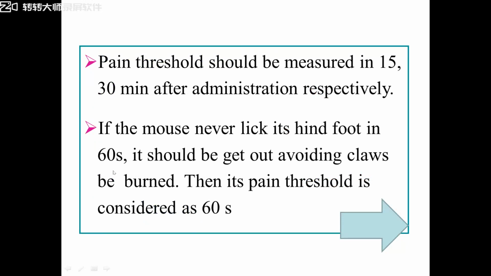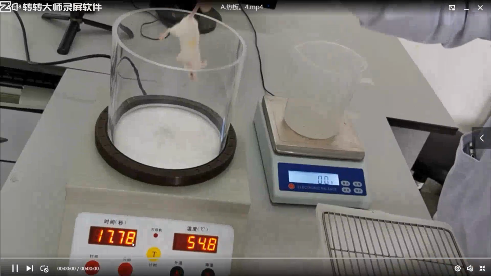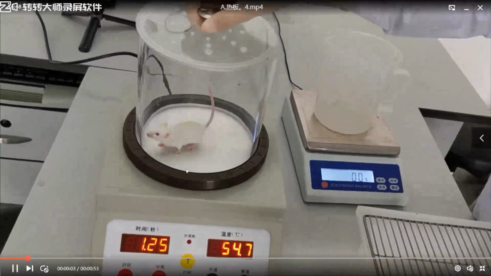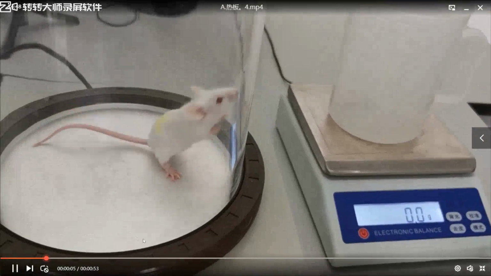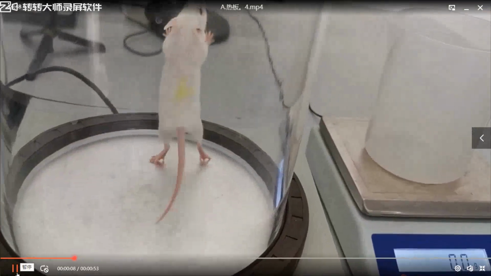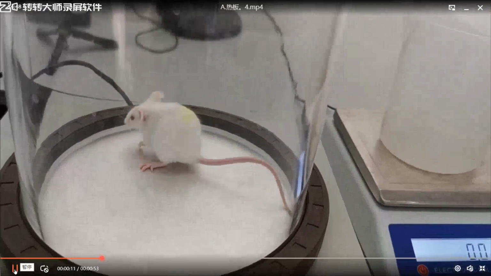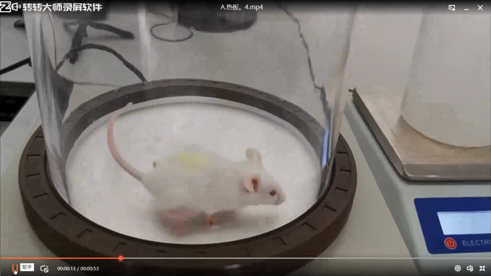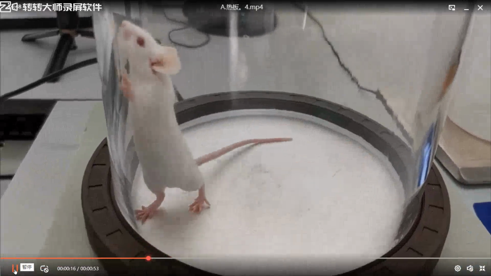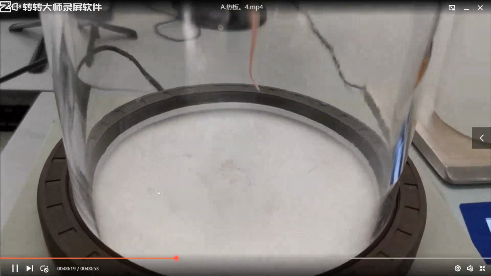Just now we have waited 15 minutes. So let's put the mouse onto the hot plate again to observe the pain threshold again. Okay, let's do the lab. So let's put the first mouse onto the hot plate. Is it the first one? I'm not sure. No, it is the second one.